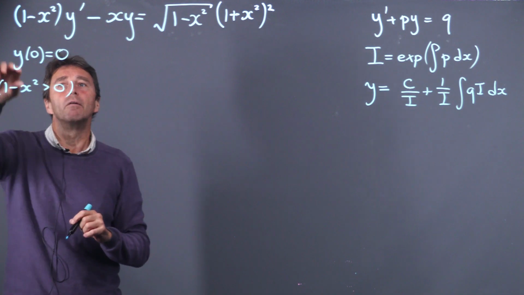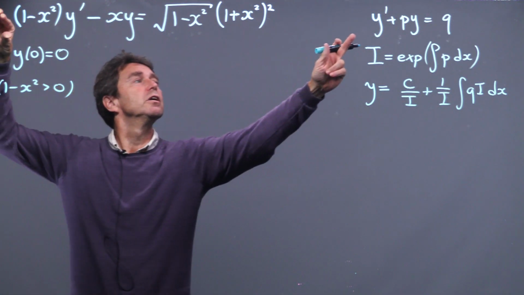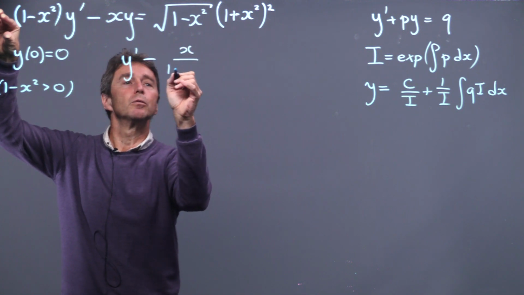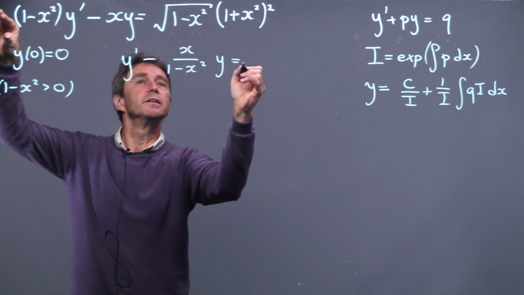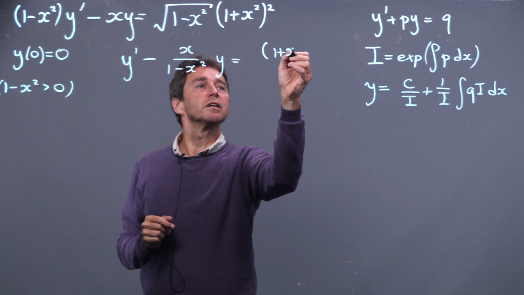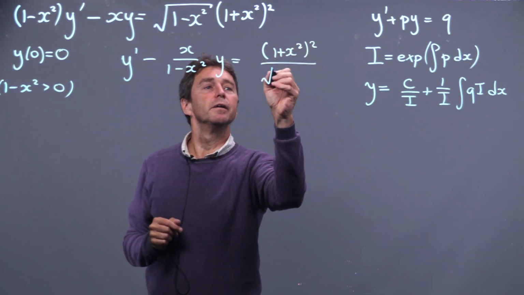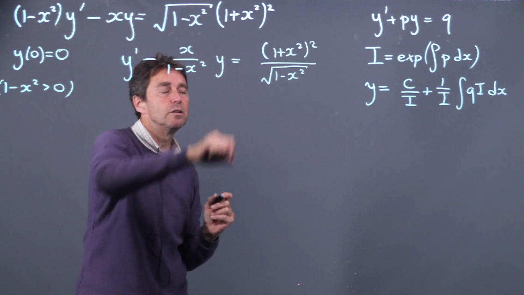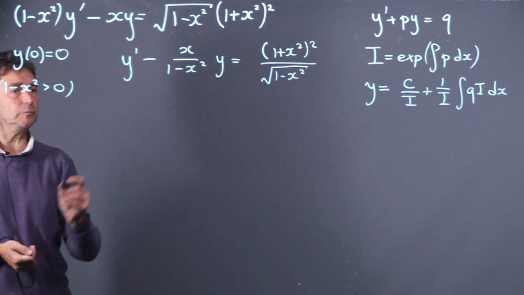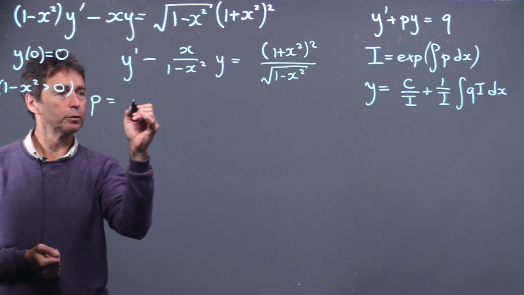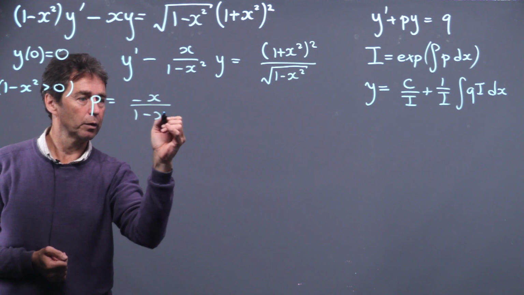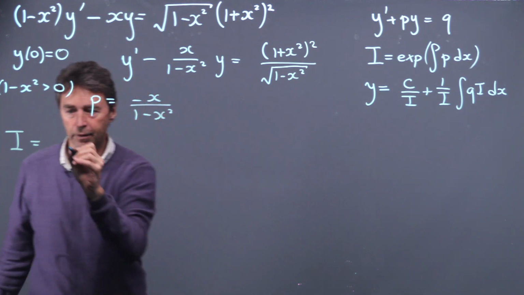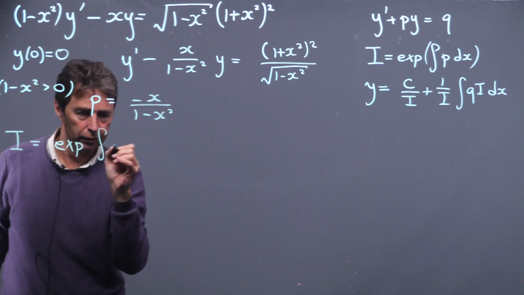Right, so let's now do the massage. We want to put that in that form. So this is y' minus x over 1 minus x squared times y is equal to 1 plus x squared, and then I can write the square root divided by that as 1 over the square root. So my p is equal to minus x over 1 minus x squared. My integrating factor, I need to do the integral of that.